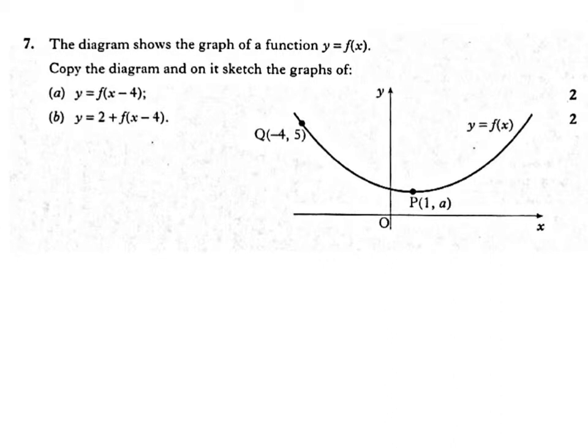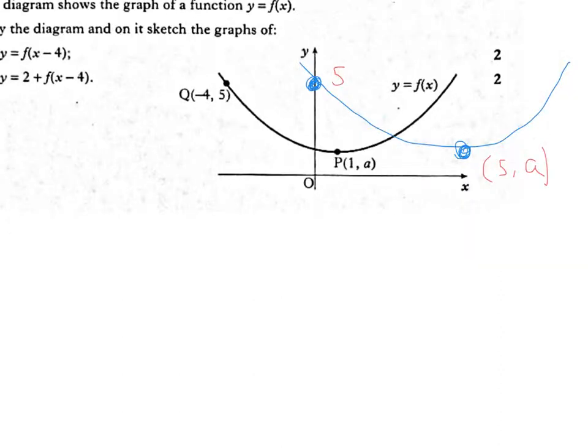Now, if something's getting shifted horizontally, the y-coordinate doesn't change. What does change though is the x-coordinate, so I need to record these points where they end up now, Q and P. So Q will be moved 4 to the right, so minus 4 will end up on the y-axis with an x-coordinate of 0, and 1 will shift over to have an x-coordinate of 5. So it's about recording my new points and also drawing the new curve. And there we go.